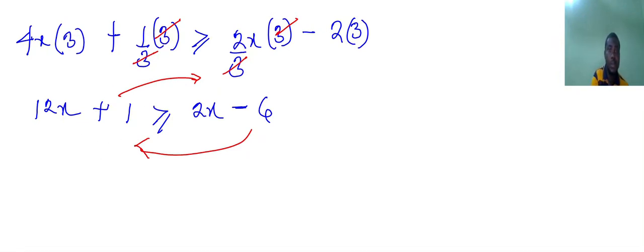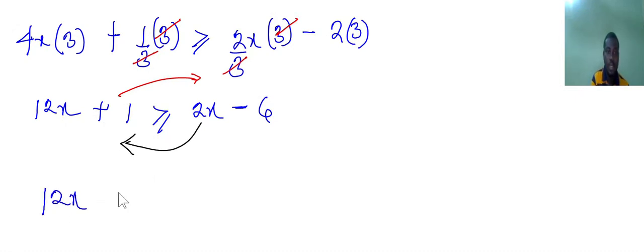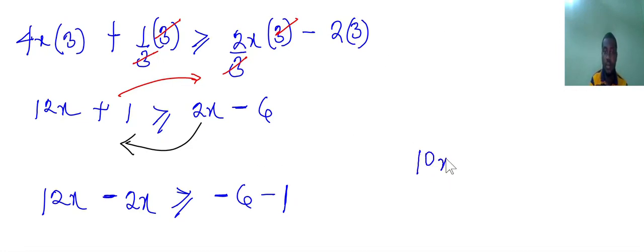Plus 1 comes to the right, negative 6 comes to the left. That's wrong. Not all numbers to the right, all variables to the left. So 2x comes here. So we have 12x, plus 2x comes to the left, turns to minus 2x, greater than or equal to minus 6. Plus 1 comes to the right, turns to minus 1. So 12x minus 2x, that's obviously 10x, greater than or equal to minus 6 minus 1, which is minus 7.